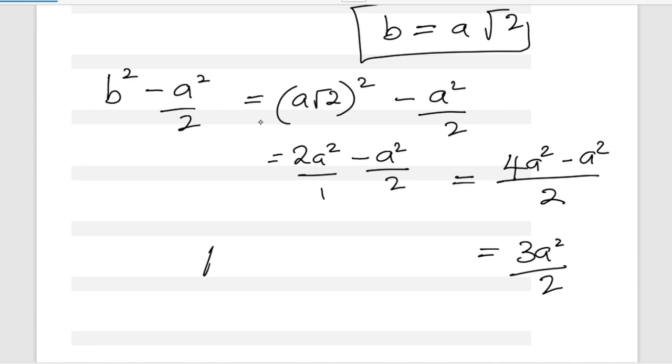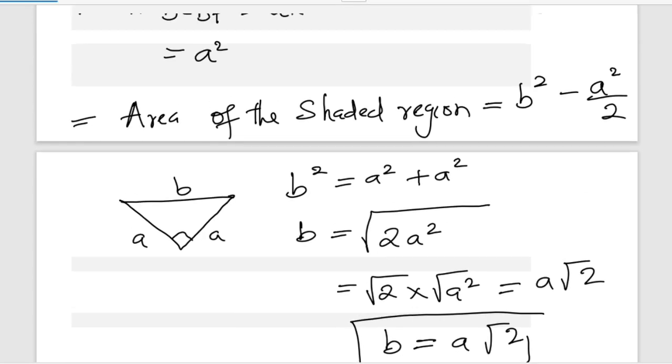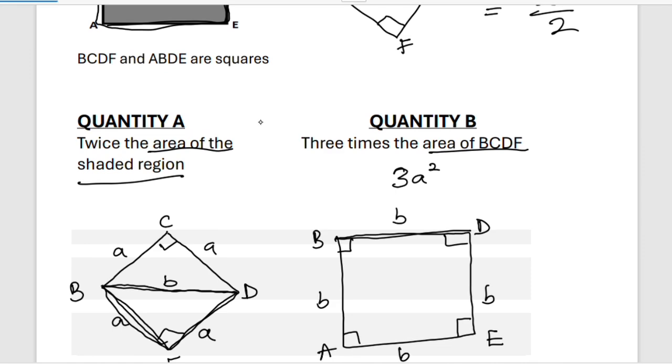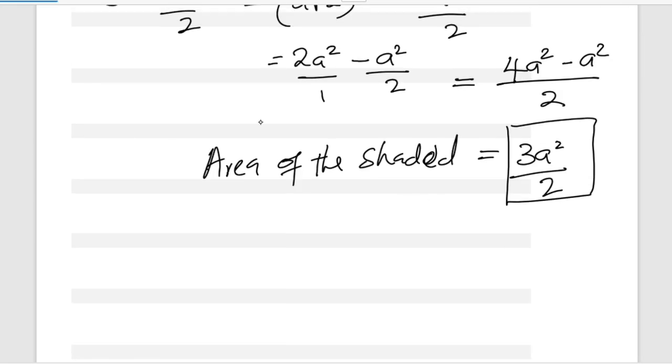So this is the area of the shaded. Okay, this is the area of the shaded. So what do we need here? Quantity A is twice the area of the shaded. So that means quantity A is simply going to be 2 times 3a squared over 2, and this will give us 3a squared.